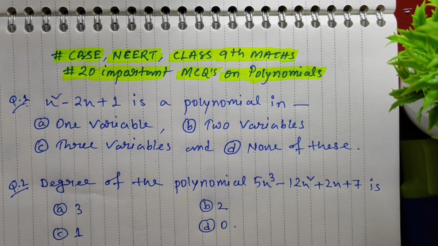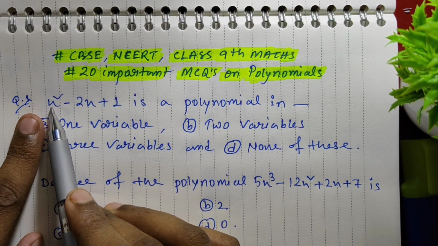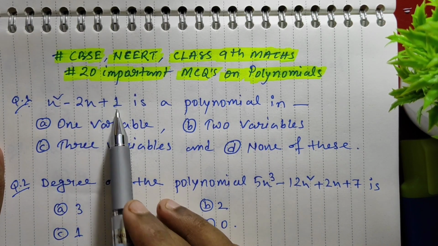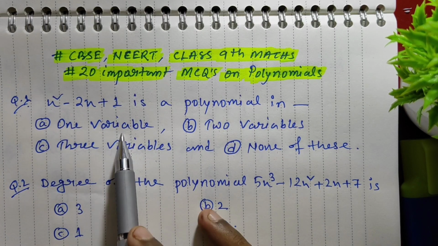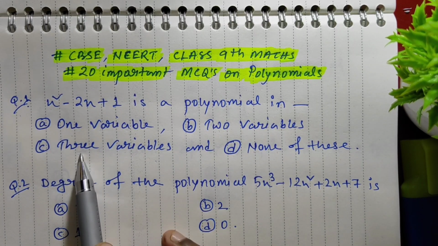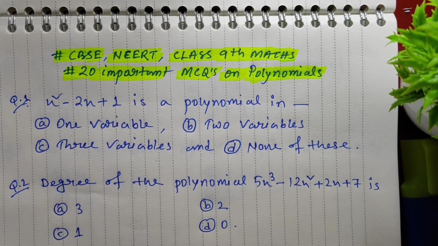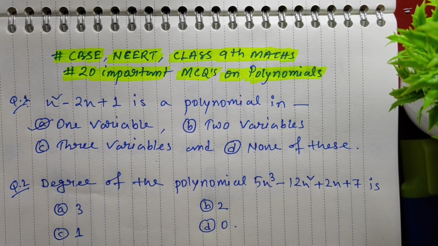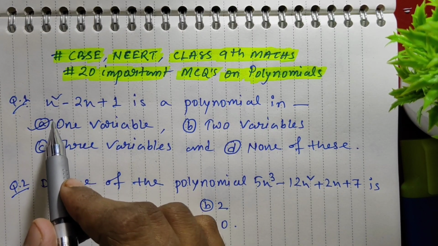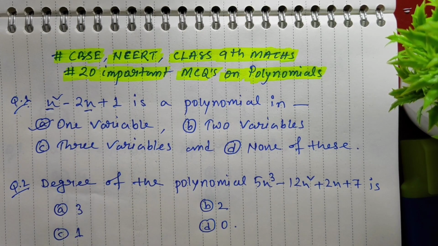Now let's begin with question number 1, and here is the question: x square minus 2x plus 1 is a polynomial in, and the options are 1 variable, 2 variables, 3 variables, and the last one is none of these. And clearly the answer is 1 variable. Now how to find out? See the question, how many variables do we have here? We have only one variable, that is x, so the answer is 1 variable.